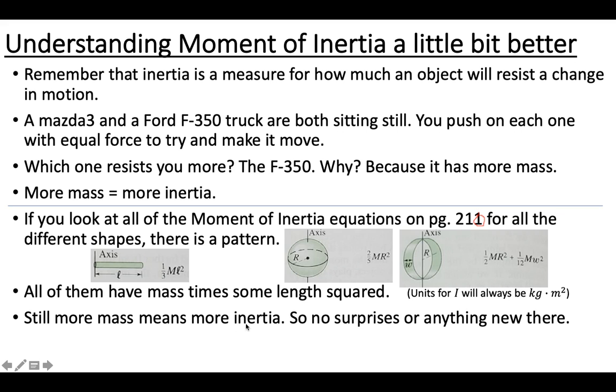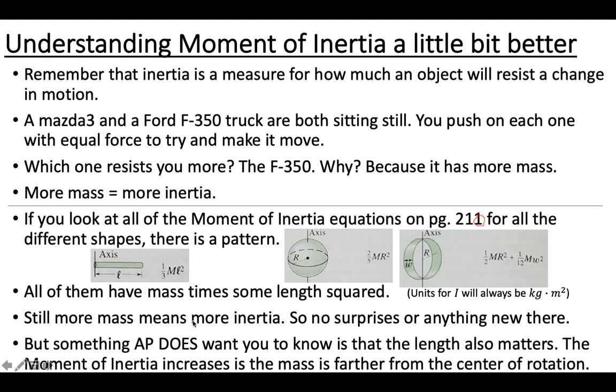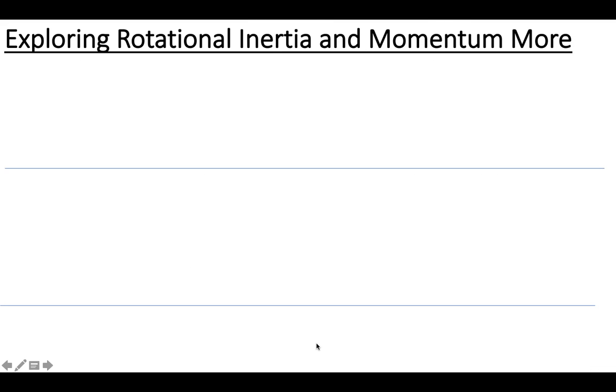I already mentioned this. More mass means more inertia, so there's no surprise there. That's something we should already know. Something AP does want you to know is that the length also matters. And we've just been talking about that. Length goes into all of them. So the moment of inertia increases if the mass is farther from the center. So if you take your mass and you spread it out farther, you're going to have more inertia.